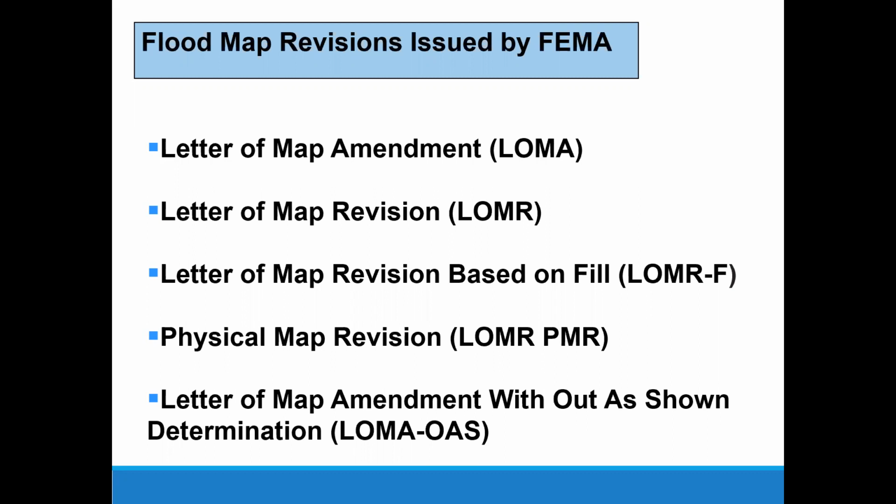So the letter of map revision is a LOMR. So this is when we're altering the floodplain physically, we're changing it by development. And so because of that, we're changing the map. And so that's why we have to pay the fee to get that type of letter. And so typically from what I've seen, the LOMRs are more of the bigger projects because these are actually really technical documents that have to be done. So there's an MT-2 application for this type of letter, and it's very detailed.